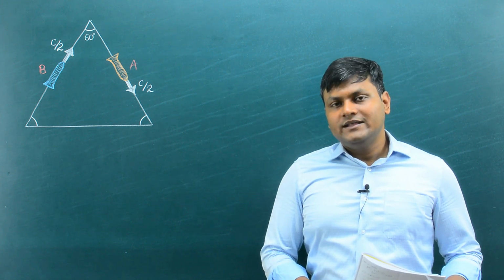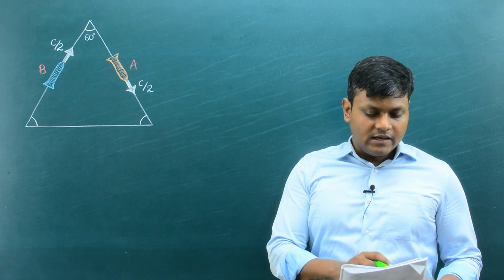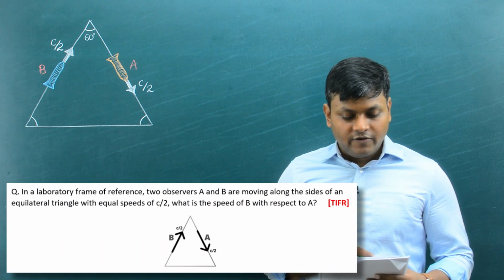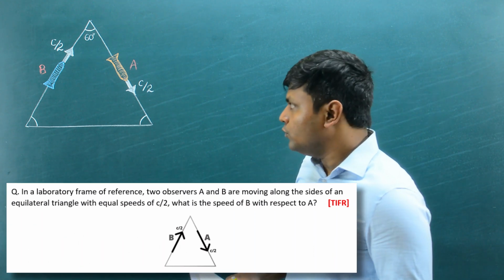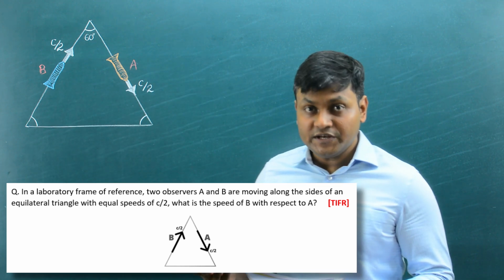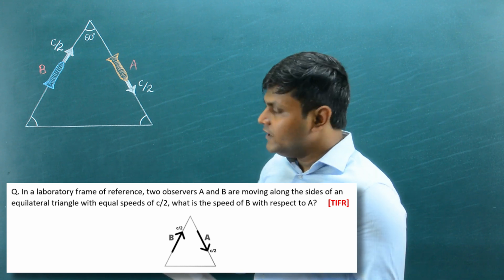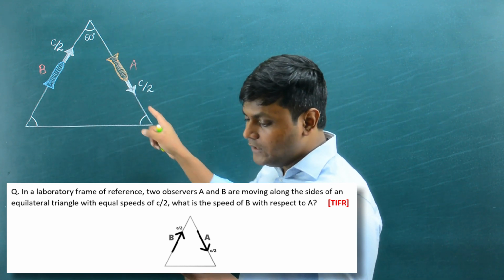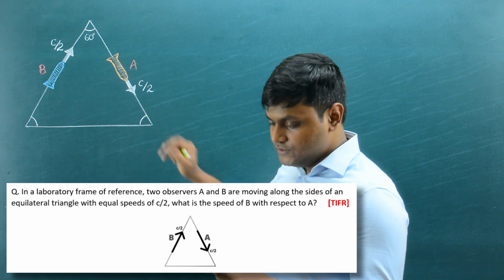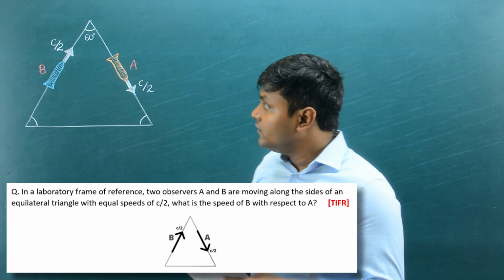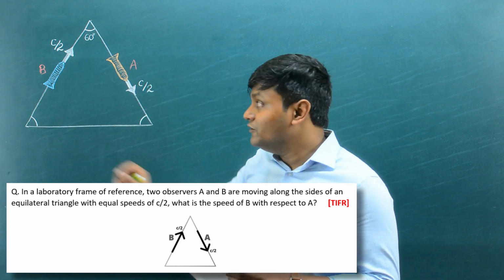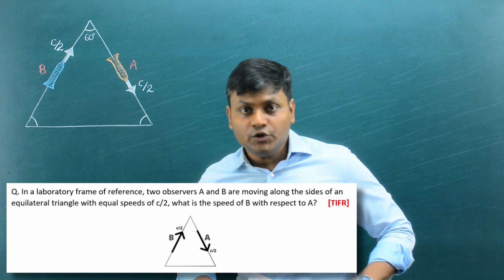Okay, so there is a question that came in the TIFR examination which goes something like this. In a laboratory frame of reference, two observers, A and B, and those observers can be spaceships, are moving along the sides of an equilateral triangle with equal speeds of c by 2. What is the speed of B with respect to A? What is the speed of B as measured by A?